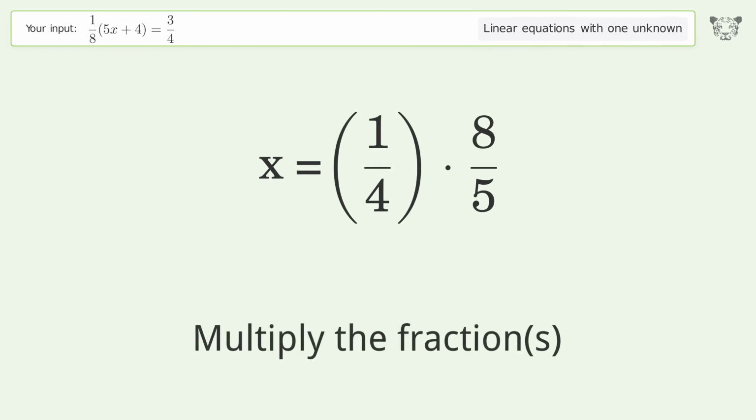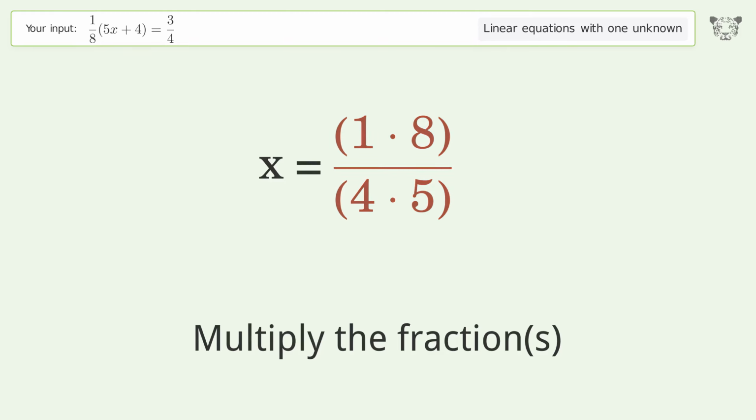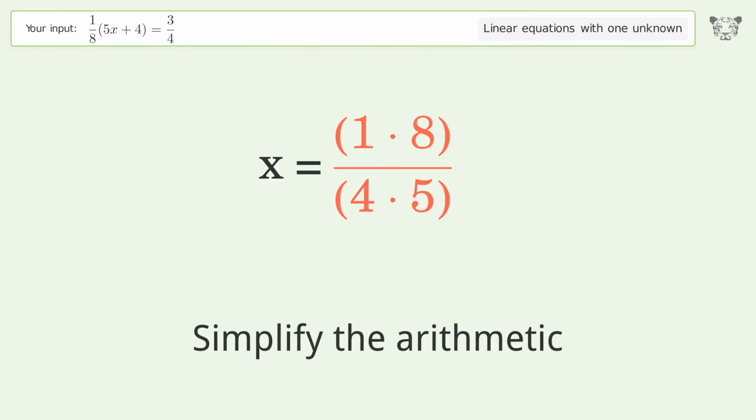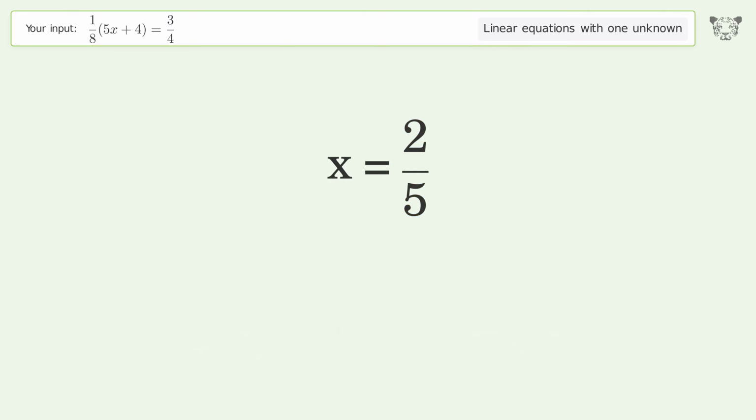Multiply the fractions. Simplify the arithmetic. And so the final result is x equals 2 over 5.